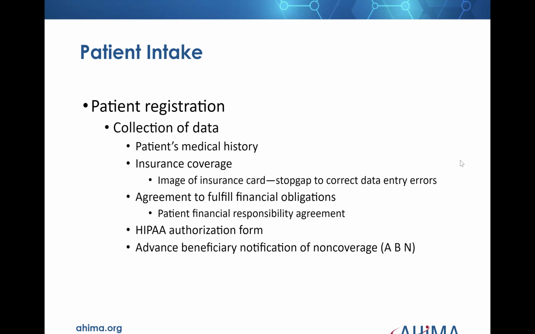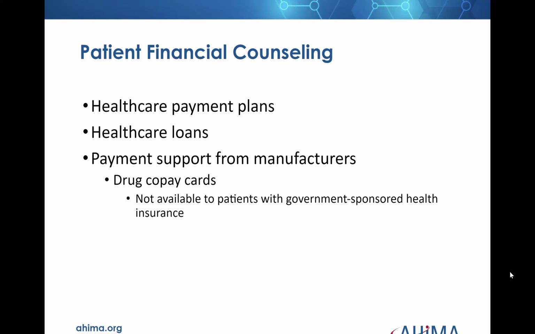In addition to collecting the insurance data, there has to be a signed agreement to fulfill financial obligations. In other words, for whatever the insurance company doesn't pay, the patient has to bear some financial responsibility. There's also a HIPAA authorization form, an advanced beneficiary notification of non-coverage. In other words, this is spelling out explicitly what the patient's responsibility is financially. In many large healthcare organizations, there's patient financial counseling, and this might involve healthcare payment plans, loans, drug copay cards, if it's an expensive biologic, and other things.